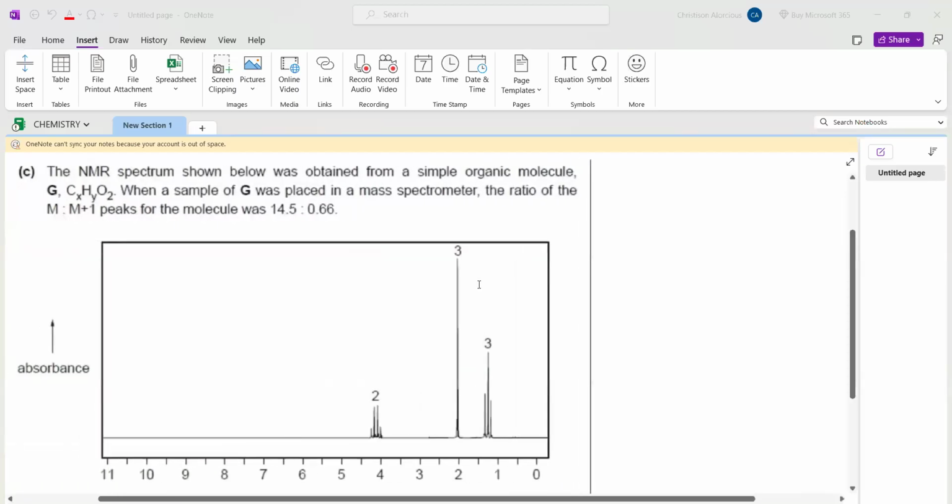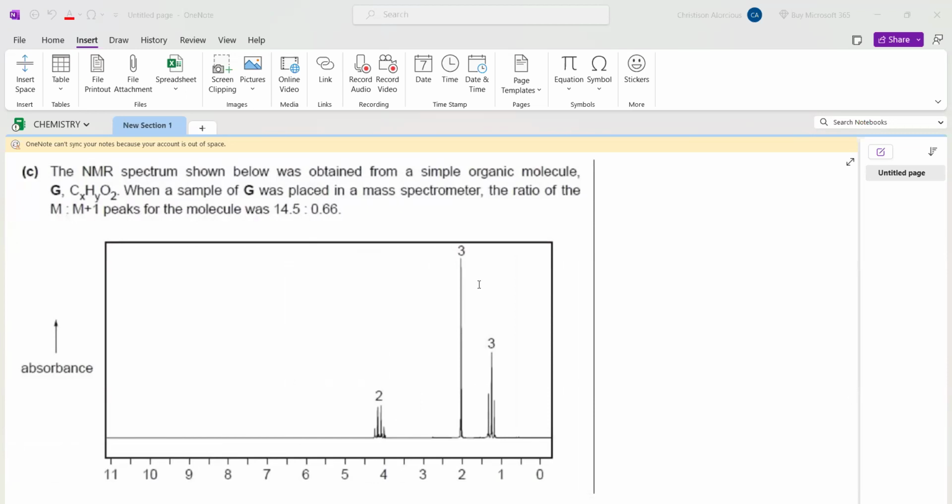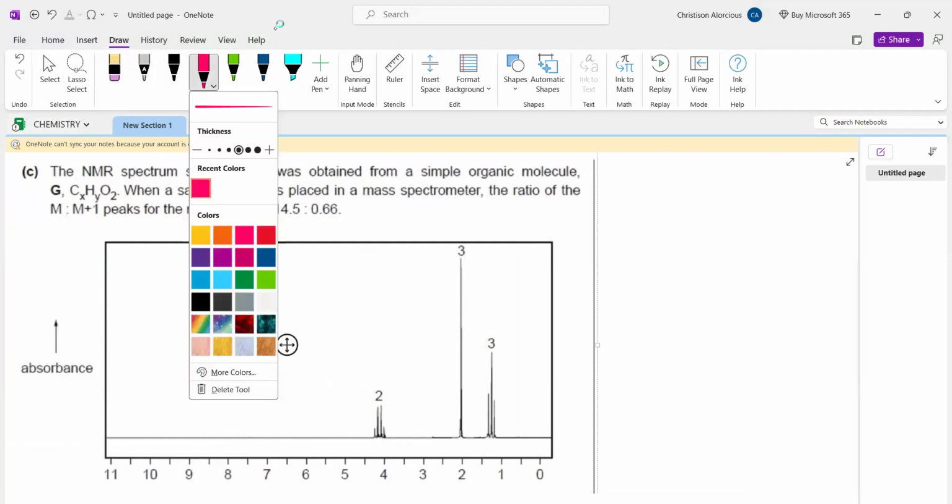This is a question from an A-level paper, Cambridge A-levels. It's a question that combines NMR and mass spectrometry. It says that there's an unknown compound, which is G. The molecular formula of the compound is given as CxHyO2.